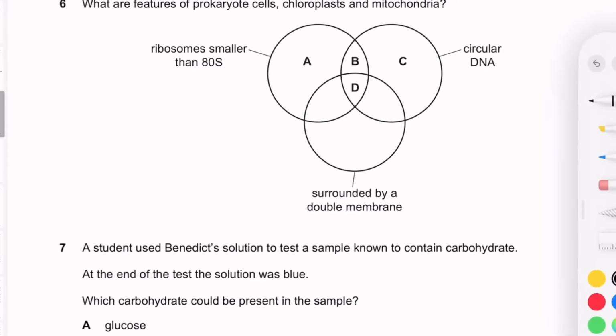What are features of prokaryotic cells, chloroplasts, and mitochondria? Ribosomes smaller than 80S, correct. Their ribosome sizes are 70S. And circular DNA, that is true, surrounded by a double membrane. Then for bacterial cells, they're not surrounded by a double membrane, only for chloroplasts and mitochondria. And so the answer is B.